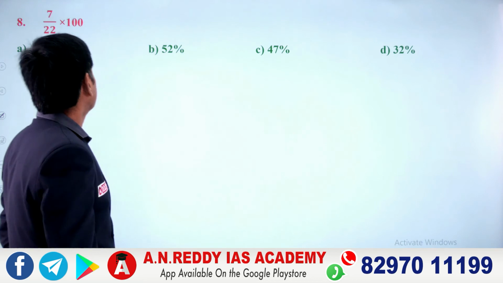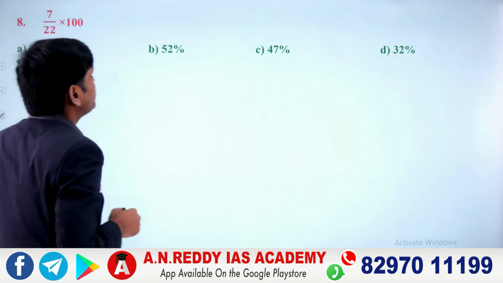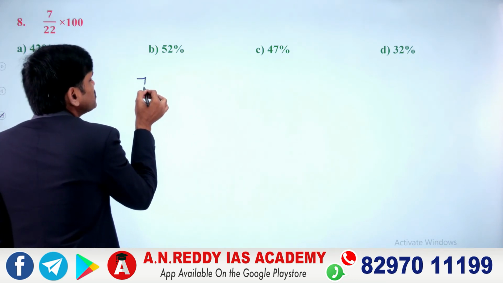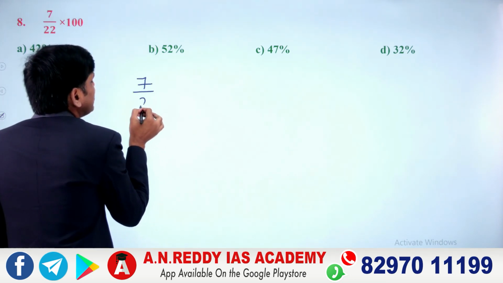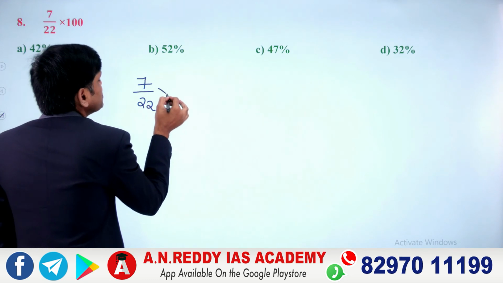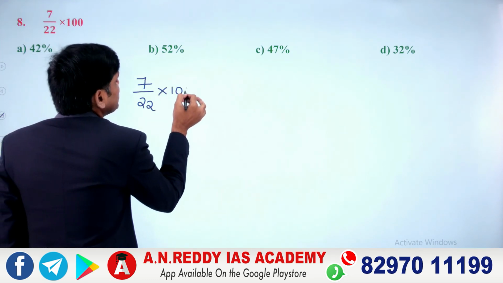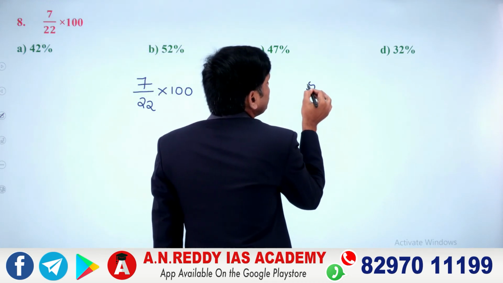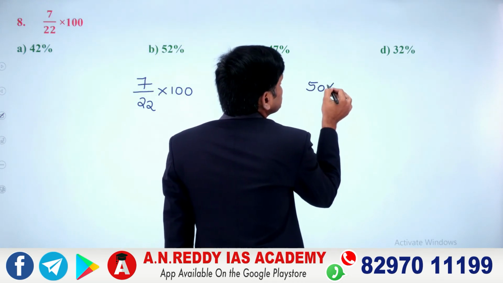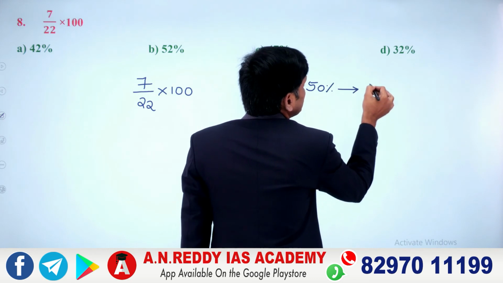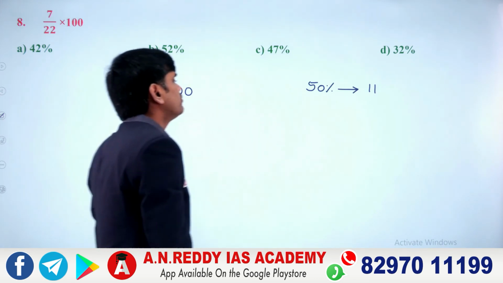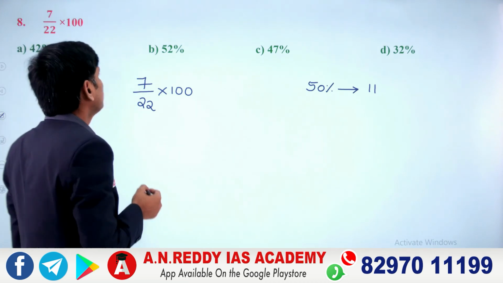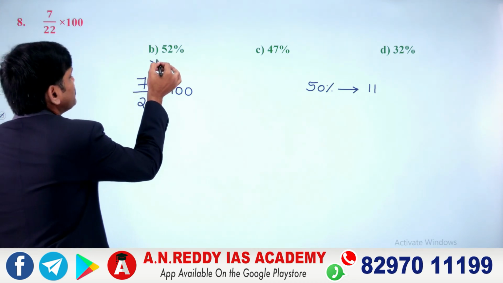Now how to think. So 7 by 22 into 100. This is what I want, 7 by 22 into 100. One thing is very much sure, that it is less than 50%. Because 50% of 22 will be how much? 11. 50% of 22 is 11, and as it is 7, that is less than 50%. Hence I can straight away eliminate option B.